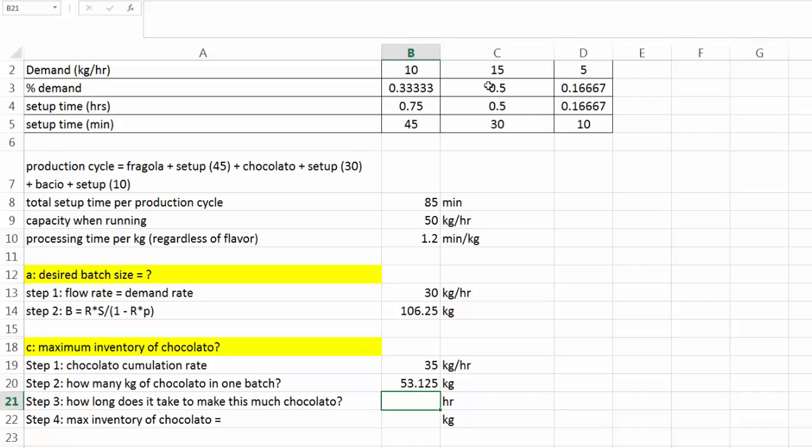Next, how long does it take to make this much Chocolato? Well, we know that regardless of the flavor, the production capacity is 50 kilograms per hour, and we want to produce 53 kgs of Chocolato. So it takes 53 divided by 50, 1.0625 hours. By the end of the production run of Chocolato, how much inventory of Chocolato do we have? It's going to be equal to the accumulation rate of 35 kilograms per hour times 1.06 hours. So the maximum inventory of Chocolato will be 37.1875 kilograms.